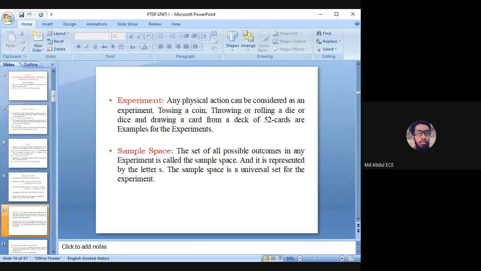Next, we'll move to the next definition, experiment. Any physical action can be considered an experiment. Tossing a coin is an experiment, throwing a die is an experiment, and drawing a card is an example of an experiment. The sample space is the set of all possible outcomes of an experiment. If I perform an experiment and get all the possible outcomes, we call that the sample space, and it is represented by the letter S. The sample space is the universal set for the experiment.